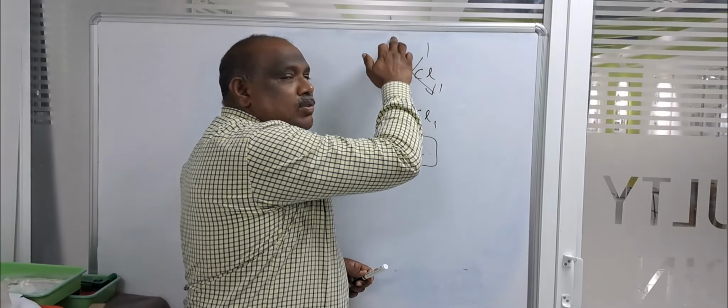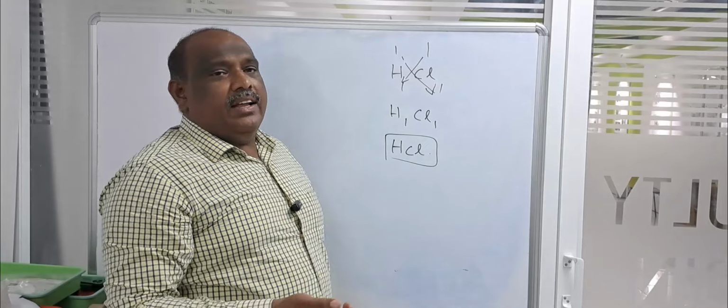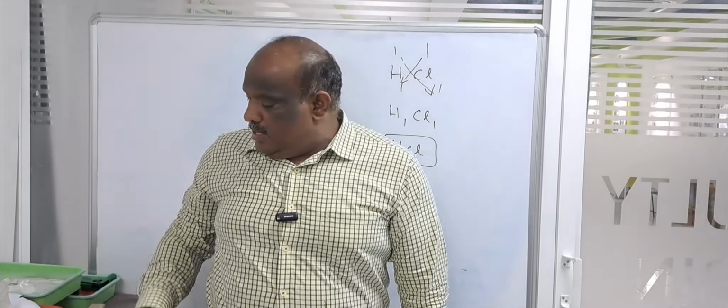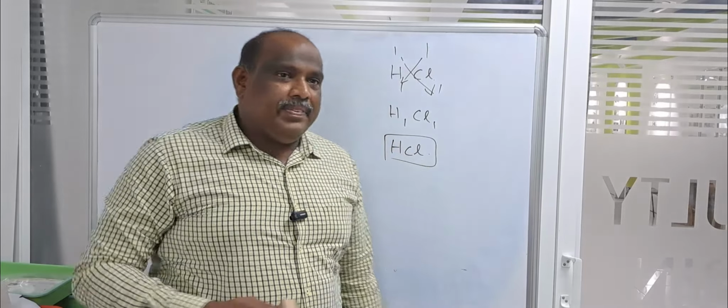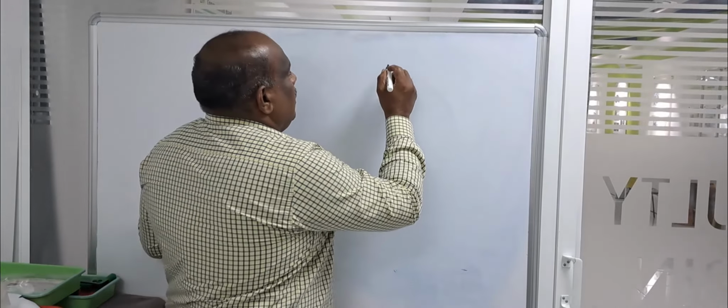Because you know the valency of hydrogen is 1. You also know the formula for hydrochloric acid is HCl. So from that, the valency of chlorine is 1. Shall I repeat it? Okay, I'll repeat once again. I may be fast.